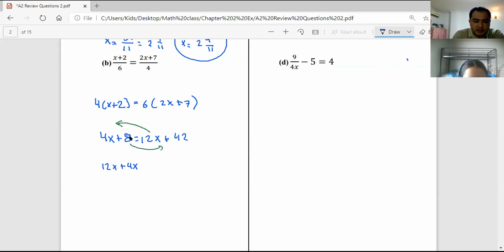Right? Here we will have 4x minus 12x. On the right hand side, we have 42. We are bringing this to the other side, so it is minus 8. You make the same mistake again because you are taking this 4x to the right. You need to write 12x minus 4x.